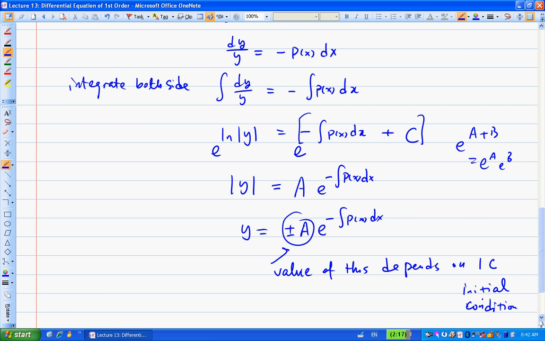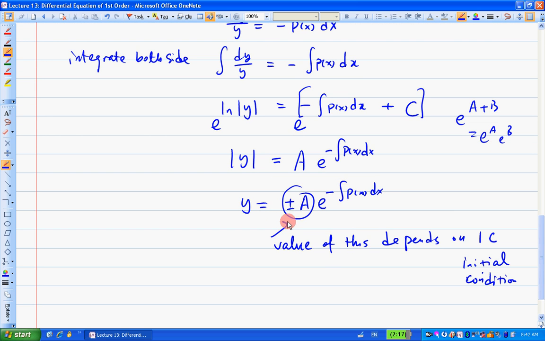Okay, initial condition. So in other words, I guess I don't really need to keep this positive and negative thing here. You know what I'm saying, right? So all I can do is I'll just let y equal to a. This a is different from that a, okay? I'll use another.